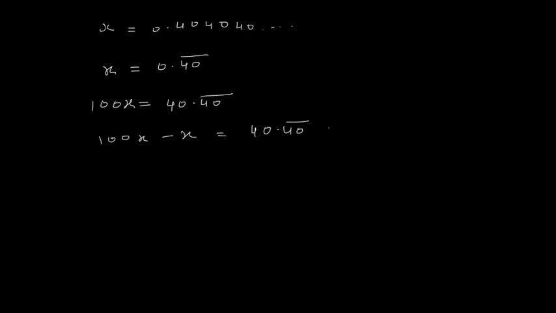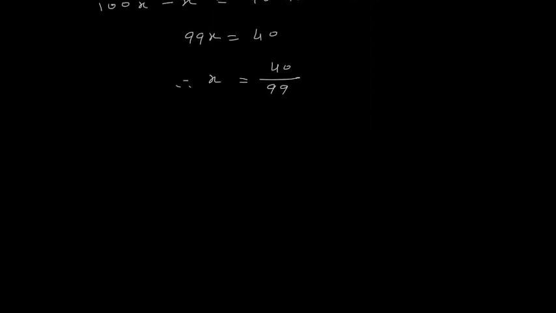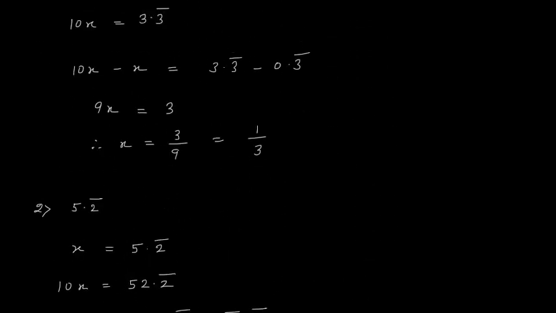Now 100x minus x will give me 40.40 bar minus 0.40 bar, and this is equal to 40, and here it is 99x. So therefore x is equals to 40 divided by 99. Now in place of x you can replace the original value, which is 0.404040 dot dot dot. This is equals to 40 upon 99. Okay. If you can convert this in lower form possible, then you can do that, but here it is not possible. Okay. This is third question.